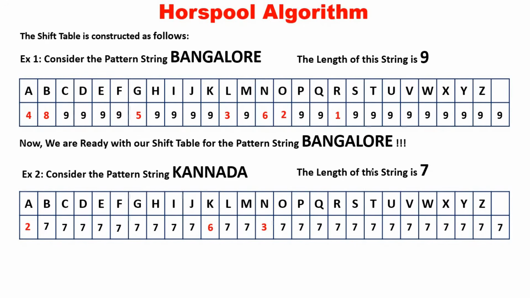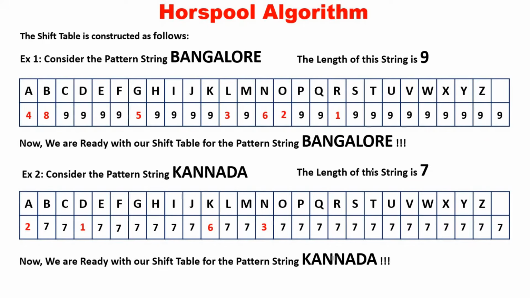Next D. In front of D, how many characters are there? 1. Therefore D has to be updated to 1. Last here we should not do anything. So except the last character, for all the other characters we know how to do it. I think this operation is very simple. Now we are ready with our shift table for the pattern string Kannada.